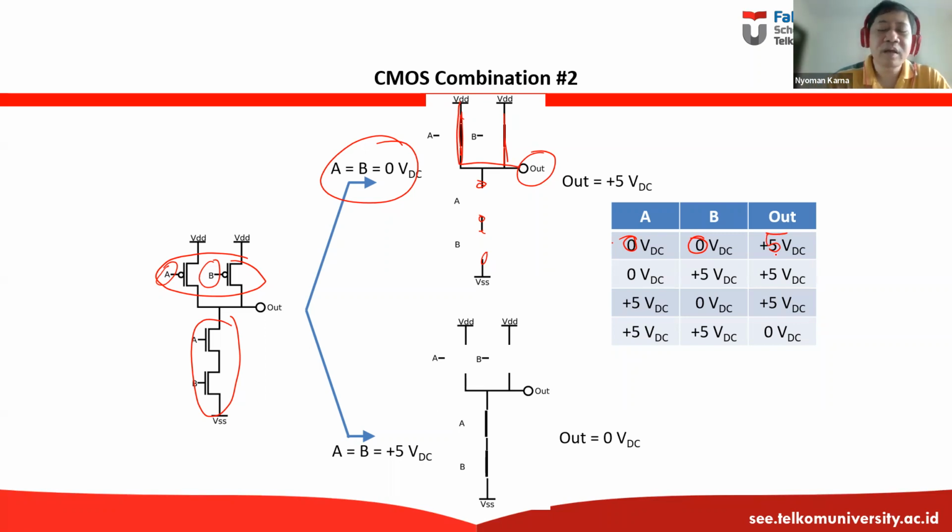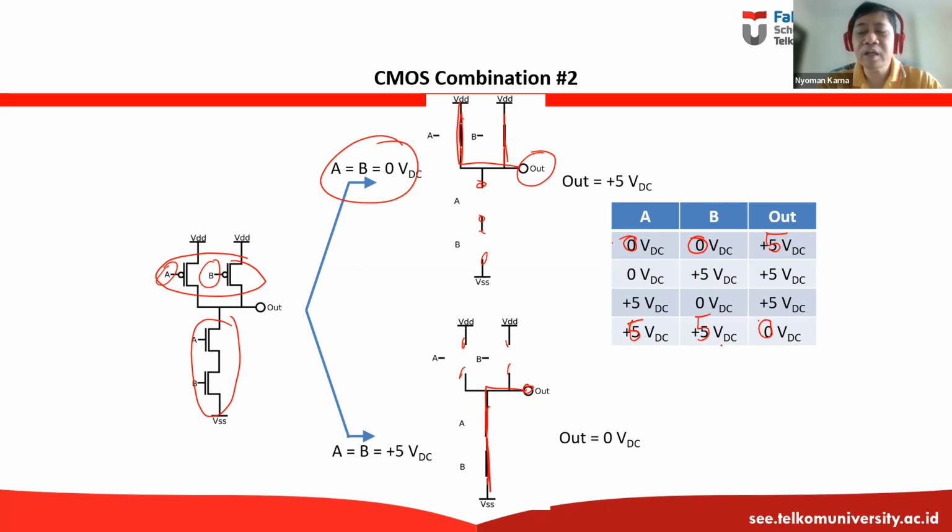Now how about if I give all the input plus 5 volt? Then the NMOS will be the one that is saturated, and the PMOS will be cut off. So the output will be connected directly to the VSS, which is 0 volt. So plus 5 volt for the A, plus 5 volt for the B, the output will become 0.